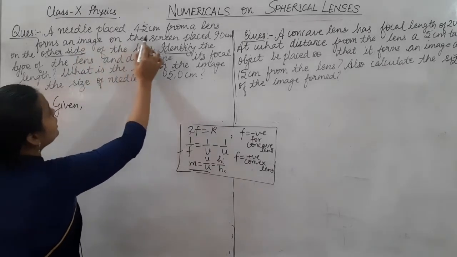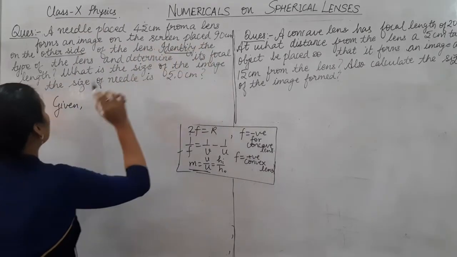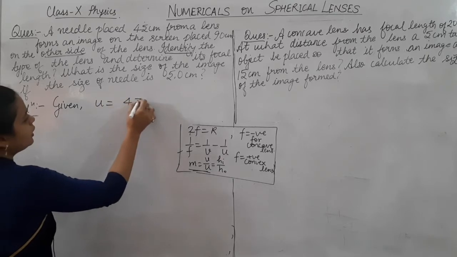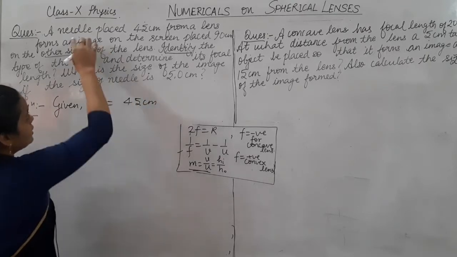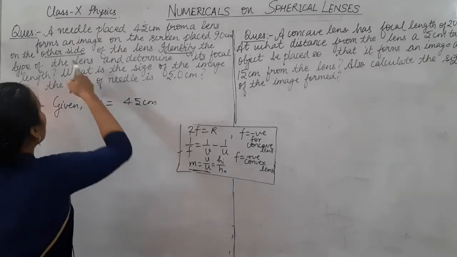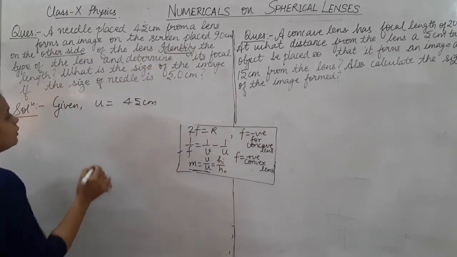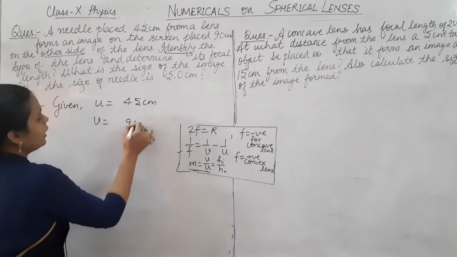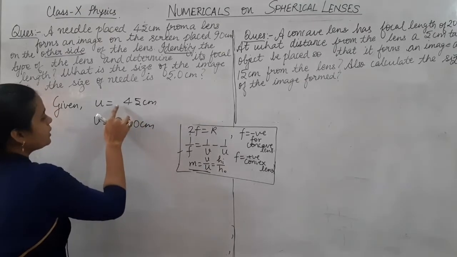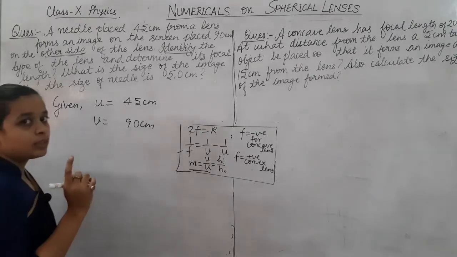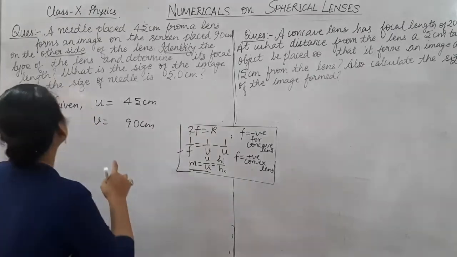A needle placed 45 centimeter from a lens means 45 centimeter is the object distance. The needle is an object that forms an image on the screen placed 90 centimeter away. The screen distance is given as 90 centimeter. I have left space here to put the sign, because sign conventions will be used.